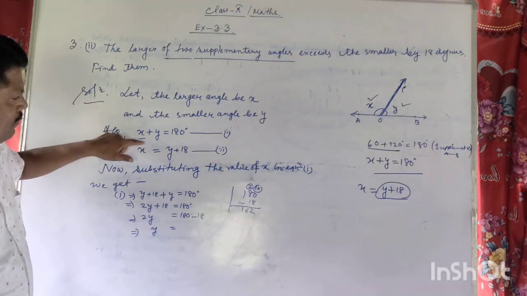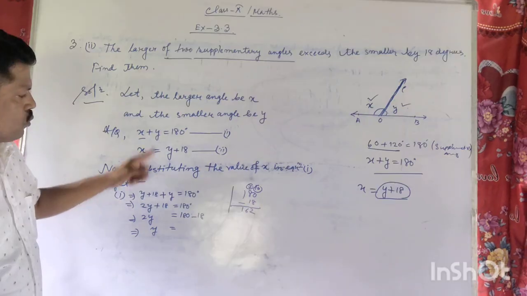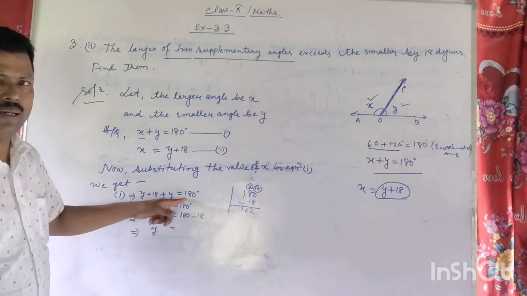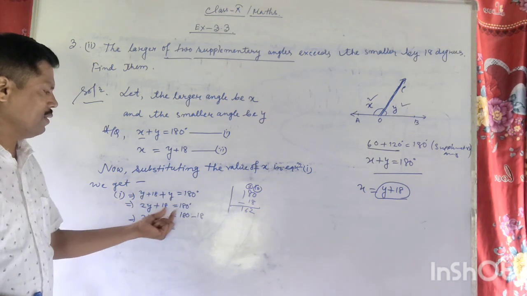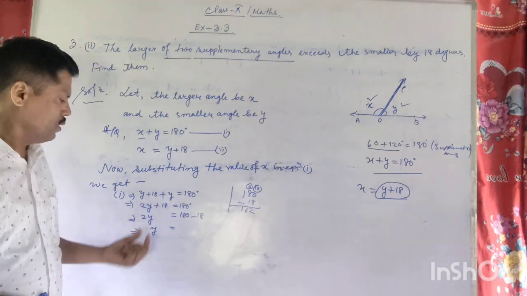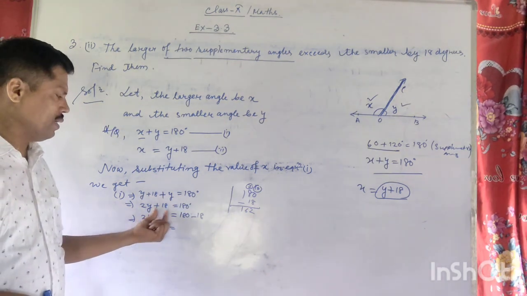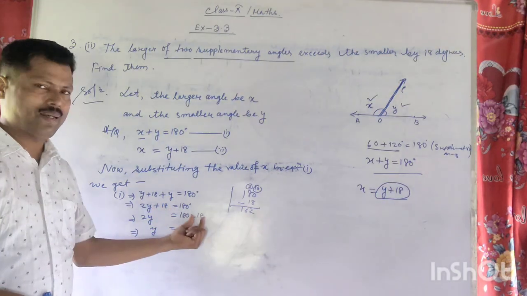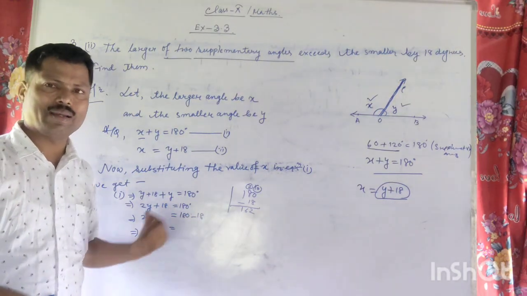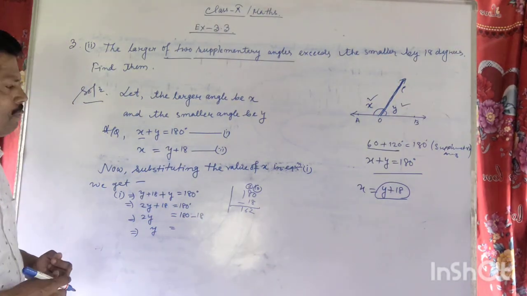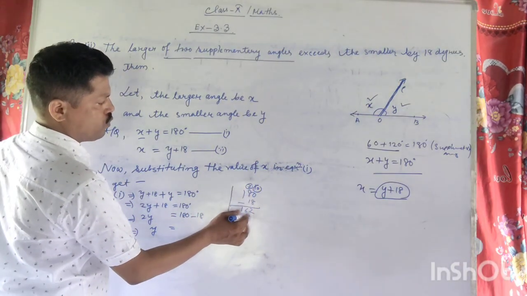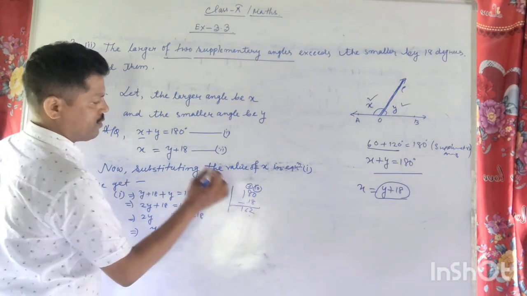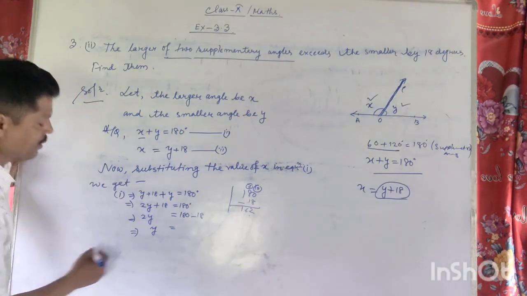X value putting here, y plus 18, plus y is equal to what was there, 180 degree. Now y plus y, 2y plus 18 is equal to 180 degree. So 2y keep in left hand side and transfer this 18 to right hand side. So 180 degree minus 18, then what will we get here? Here 10 minus 8 means 2. Here have 7, 7 minus 1, 6. And 162 will get here.